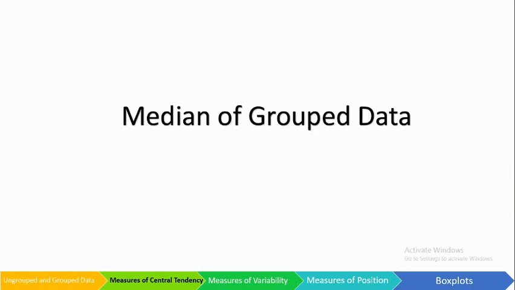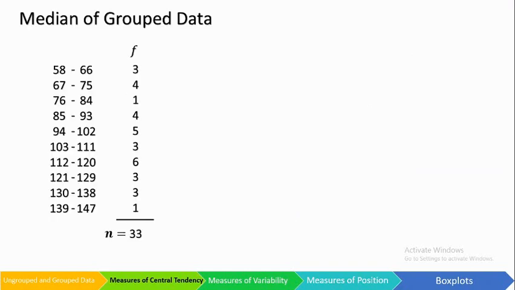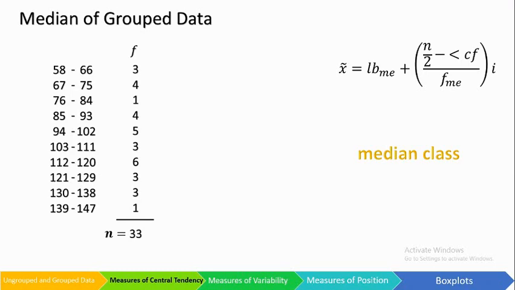Next, the median. To find the median of a group data, we use the formula at the right. It can be a little intimidating, but once we examine its elements, we will discover that it's quite simple after all. We start by looking for the median class. We do that by making a less than cumulative frequency column, beginning with the frequency of the lowest class, which is 3. We add the frequency of the next class, which is 4, to get 7. 7 added by the frequency of the next class, which is 1, is 8. And we repeat the same process until the last class. The last number should match the value of n.